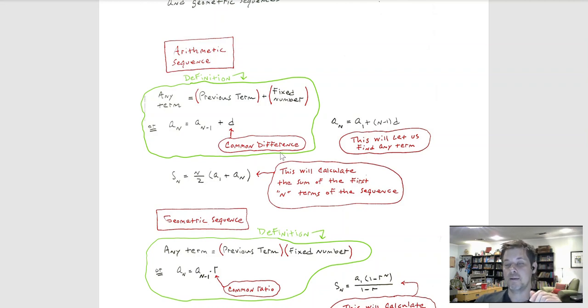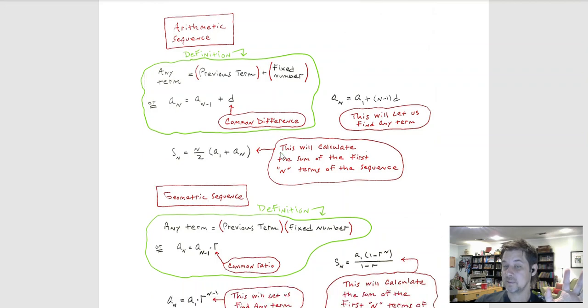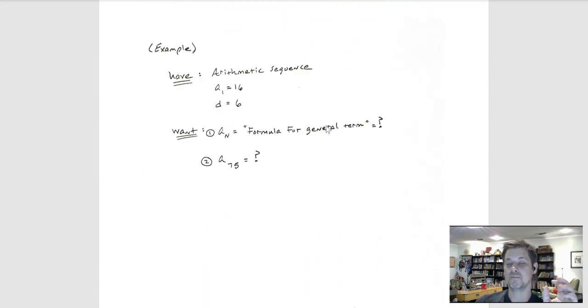Okay? All right, now from there, I just want to show you the examples and then decide which of these formulas to use to solve it. Okay? All right, so let's look at this first example. Suppose that we have an arithmetic sequence where A1, meaning the first term, is 16 and D is equal to 6. D is that number you add to every term to get the next term.